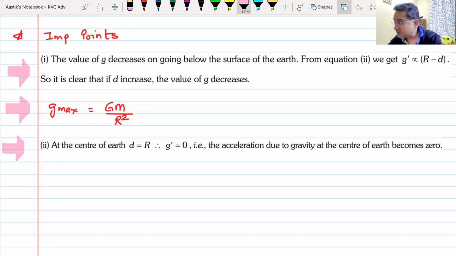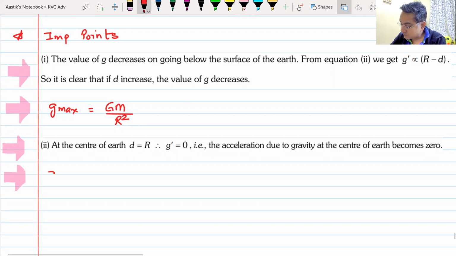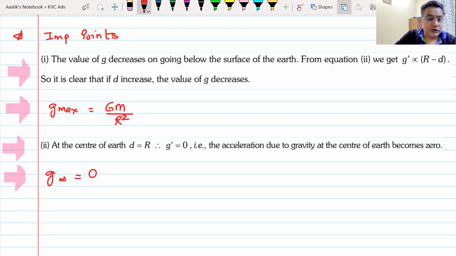The value of g is also 0 at one more point. What is that point? The value of g at infinity is also equal to 0. Don't forget this. Yes, sir. The simple points that you must remember.